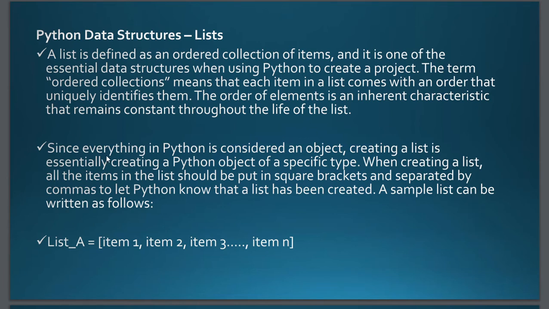Since everything in Python is considered to be an object, creating a list is essentially creating a Python object of a specific type. When creating a list, all elements in the list should be put in square brackets and separated by commas. This lets Python know that a list has been created. A simple list can be written as follows: list A is equal to, in square brackets, item 1, item 2, item 3, and so on up to item n. That is all about lists.